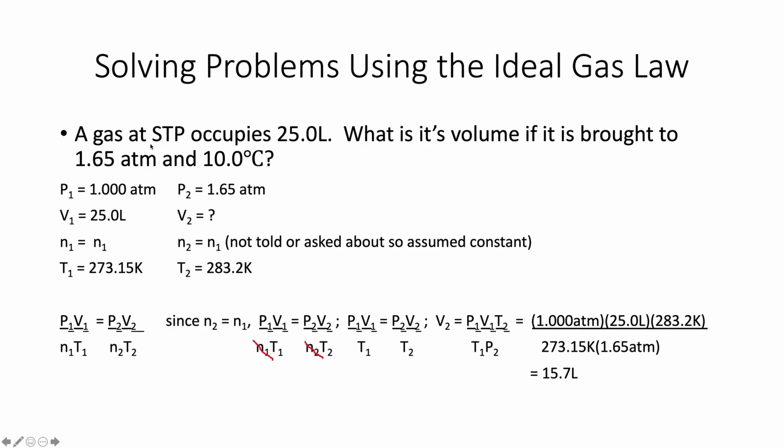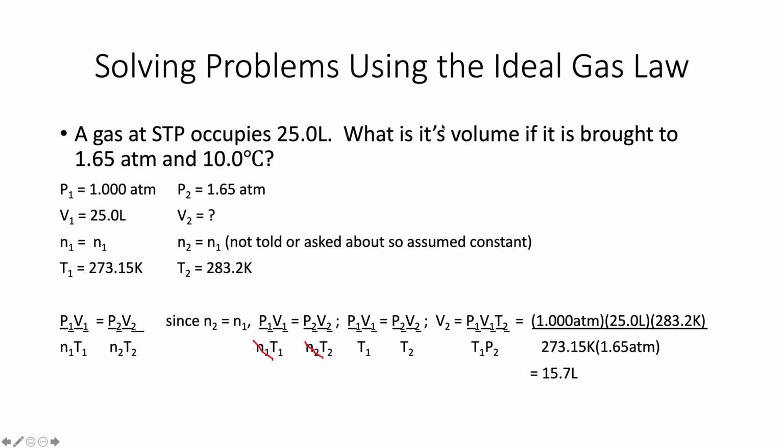So for example, a gas at STP occupies 25 liters. What is its volume if it's brought to 1.65 atmospheres and 10 degrees C? Let me go through this problem. What we do is we make a list. A gas at STP, so the pressure is 1 atmosphere, temperature is 273 Kelvin, and we're told it's 25 liters. It's brought to 1.65 atmospheres, 10 degrees C, which is 283 Kelvin. We want to find the volume.